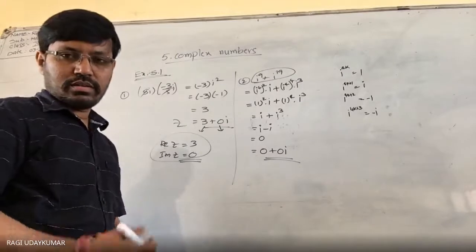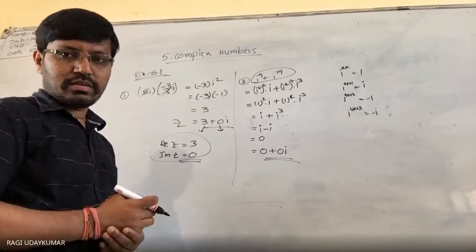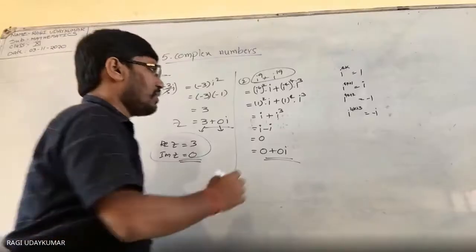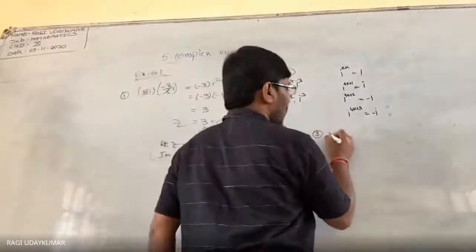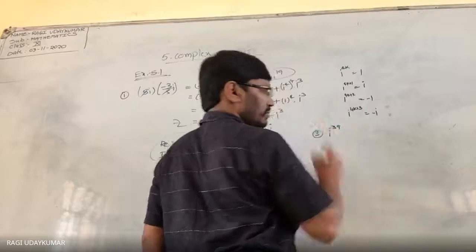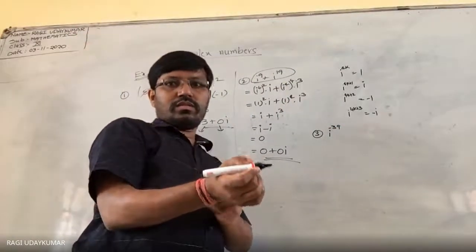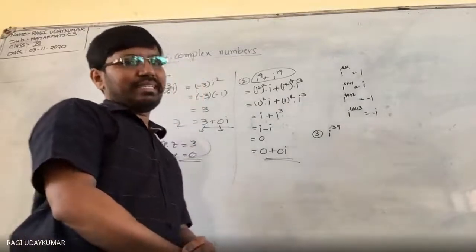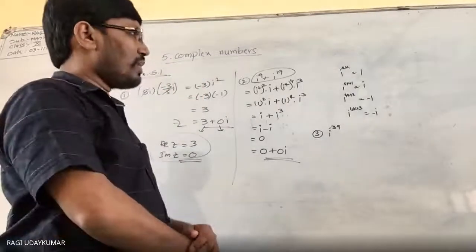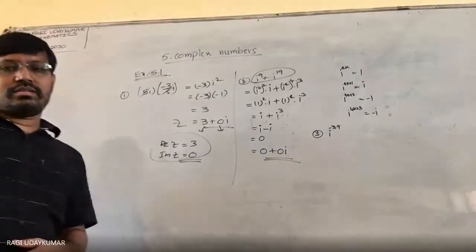Okay? समझ में आया? हाँ sir. Third question, whenever you see here, I to the power of -39. Okay, so I to the power of -39. So how do you write I to the power of -39? सर एक तरीके से कर सकते हैं सर.